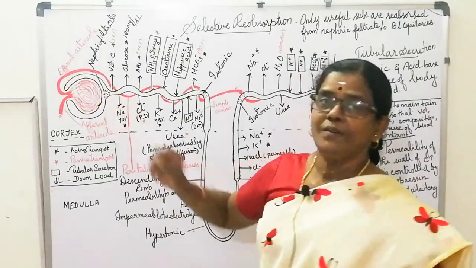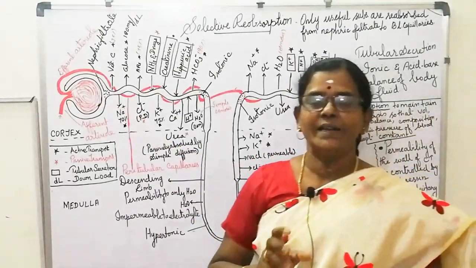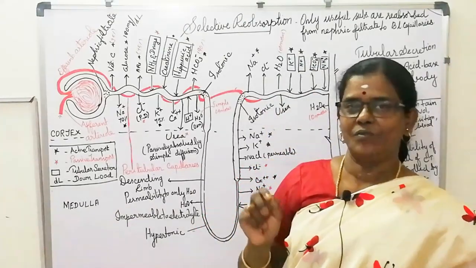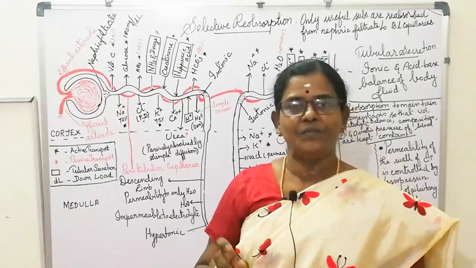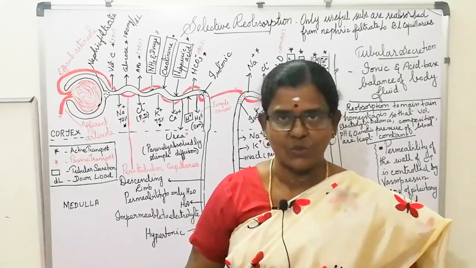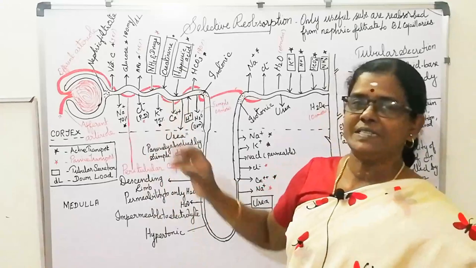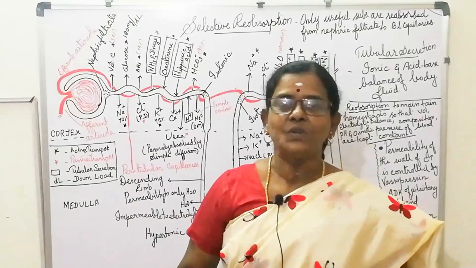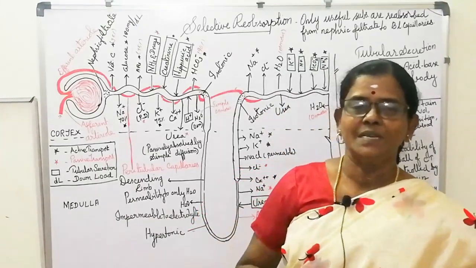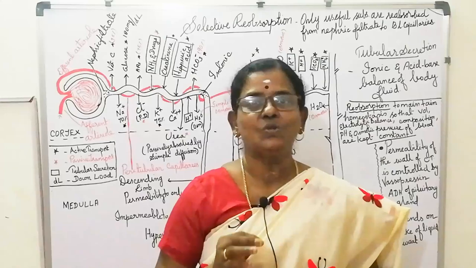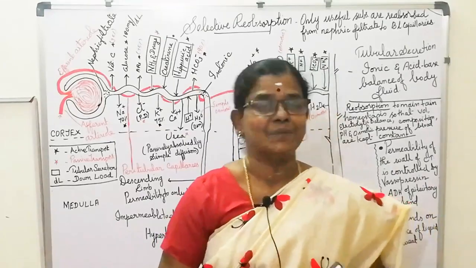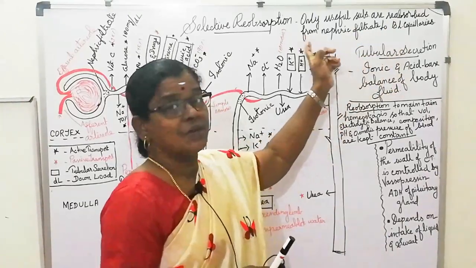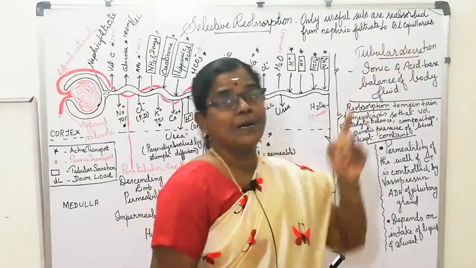Every day, 180 liters of filtrate is produced. Out of that 180 liters, only 1.5 liters is excreted as urine. So 99% of the substances from this filtrate are reabsorbed. Selective reabsorption means the most useful substances are reabsorbed. Only useful substances are reabsorbed from the nephric filtrate into the blood capillaries.